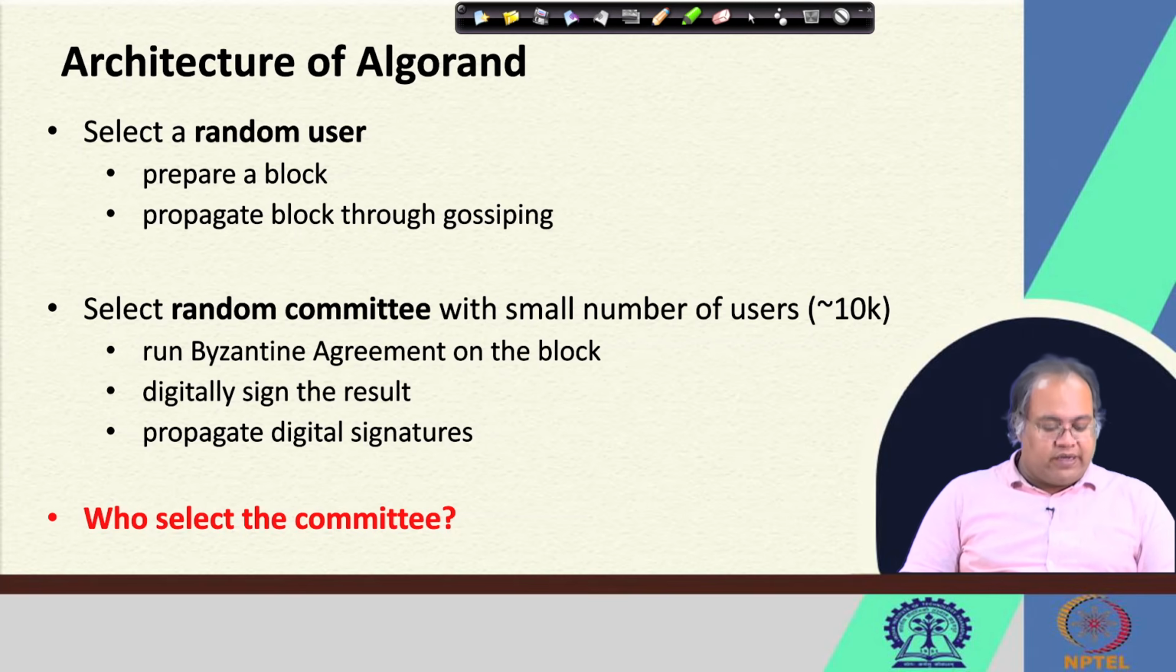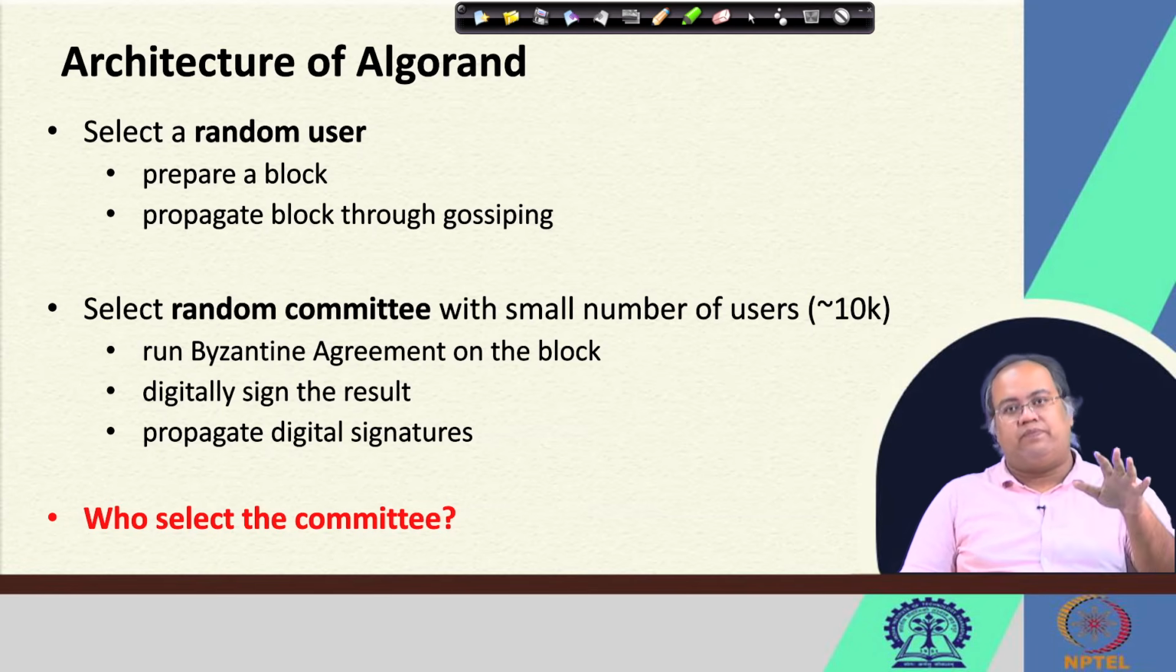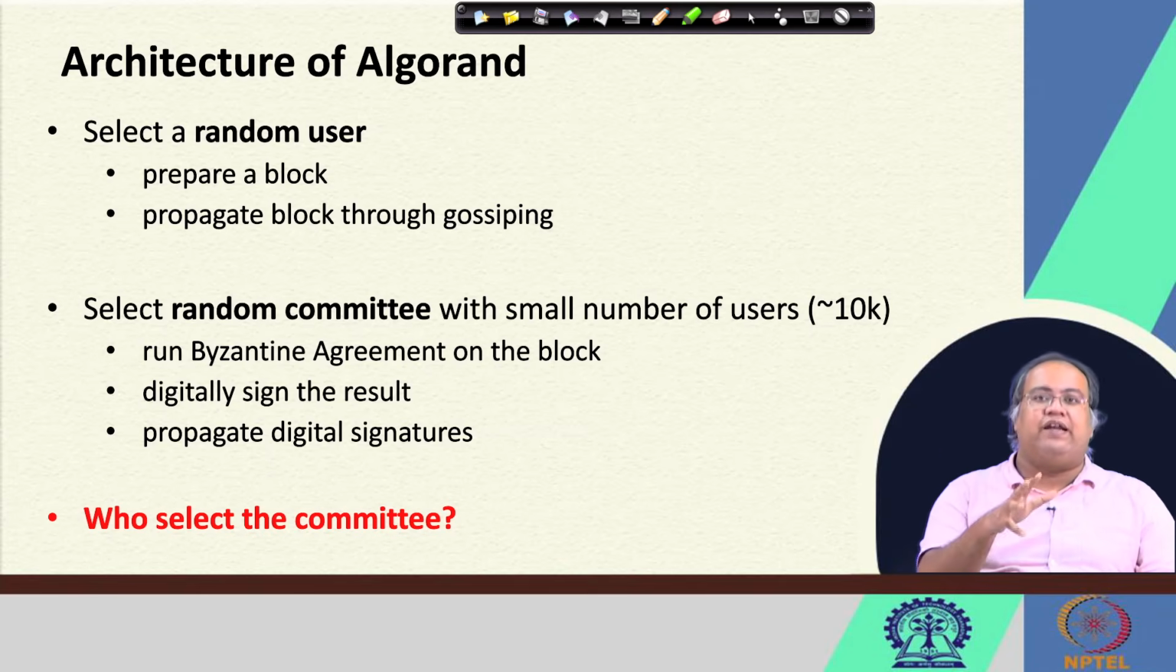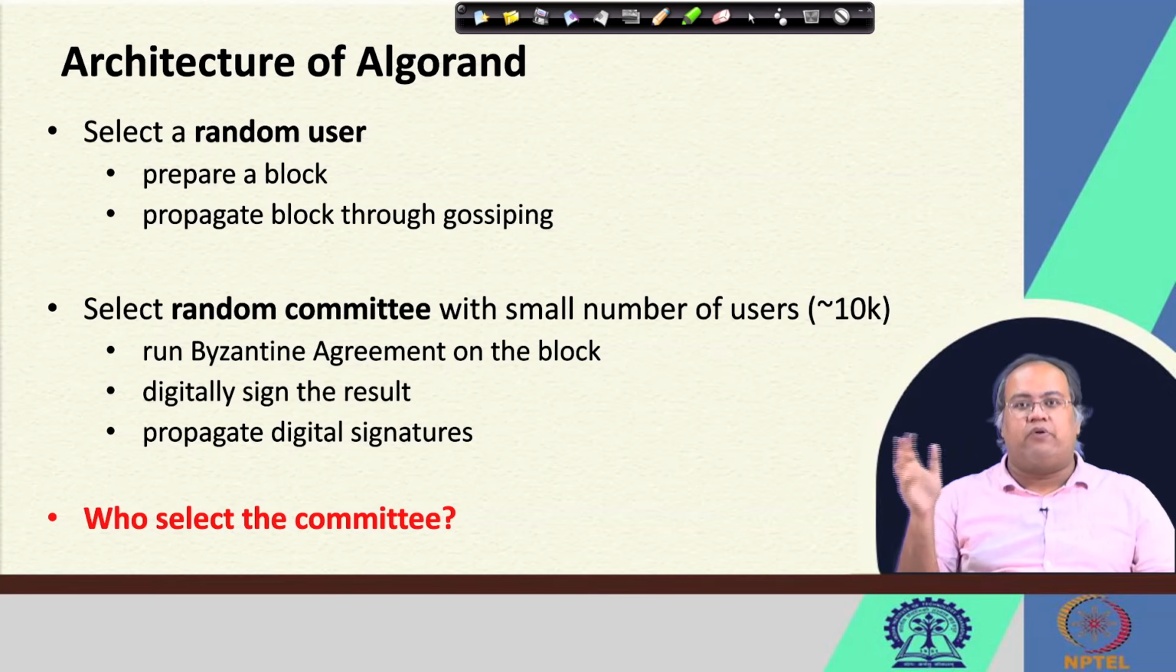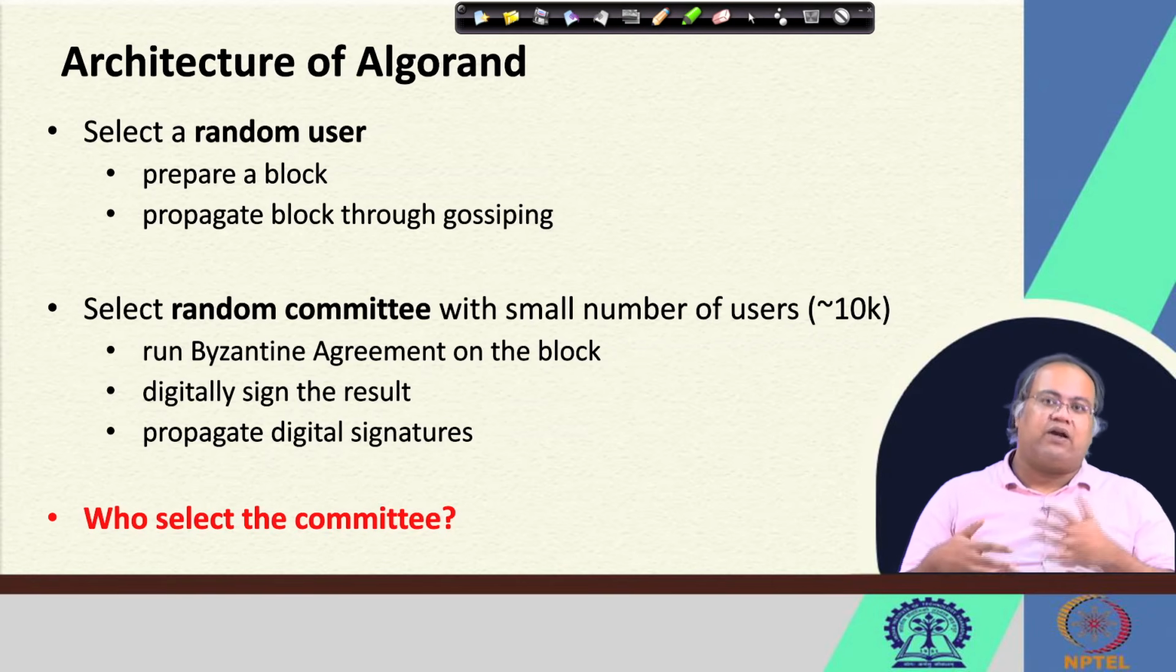This random committee runs Byzantine agreement on the block that is proposed by the random user. If they agree on the block's validity, then they digitally sign the result. They may use something like a collective signature, which we have already seen is scalable enough, and it propagates the digital signature saying that, hey, this block is valid. So, one random user proposes a block and then another random committee validates the block, and that way the block gets propagated in the network. This is interesting, right, because everything is random, the user is random, the committee is random.